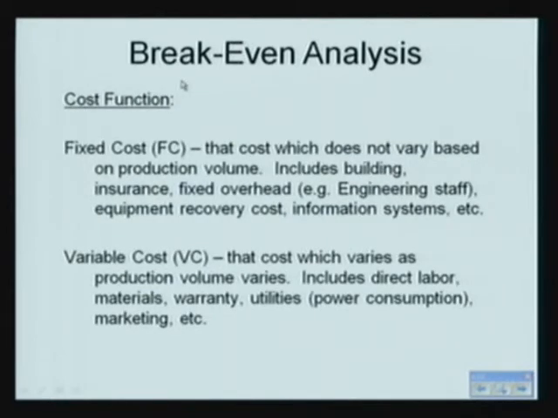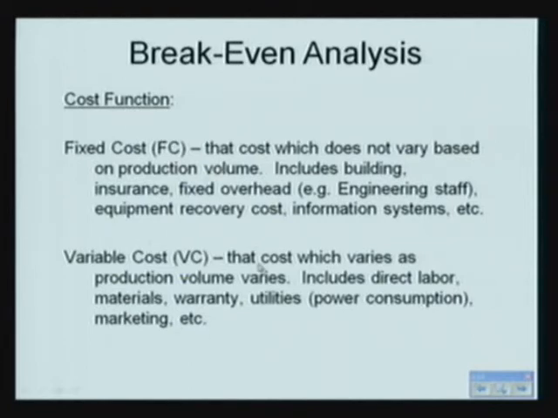Before I get into the break-even analysis itself, I want to define a cost function. This is very typical. A cost function usually has both a fixed cost component and a variable cost component. The fixed cost is that cost which does not vary based on production volume. It includes things like the building, insurance, fixed overhead such as an engineering staff, equipment recovery costs, information systems. No matter if you build one or numerous products, you've got this fixed cost that won't go away.